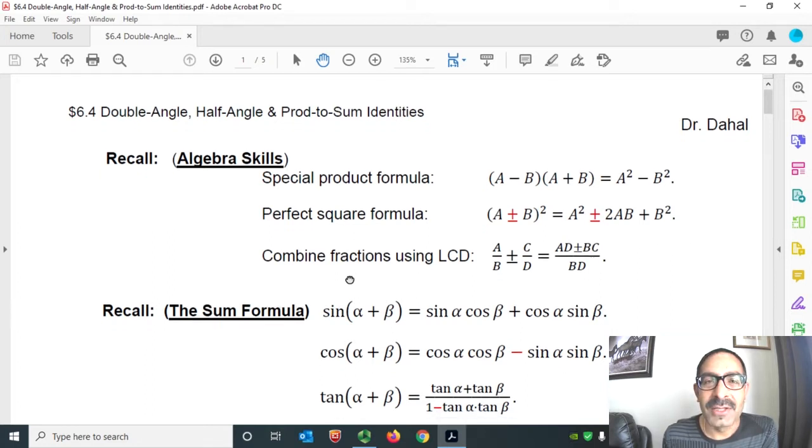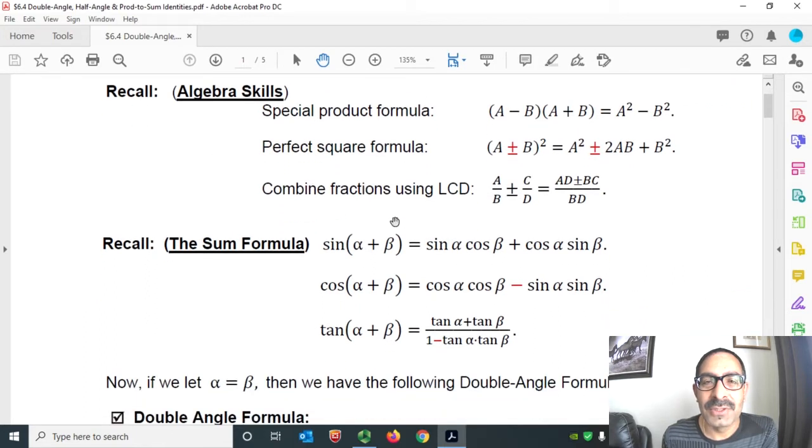We can combine the terms in fractions using LCD. For example, a over b plus c over d turns out to be, here the LCD is BD, so BD, then multiply AD, then plus BC, so AD plus BC over BD. Similarly, if you have a minus sign there, then it turns out to be AD minus BC over BD.